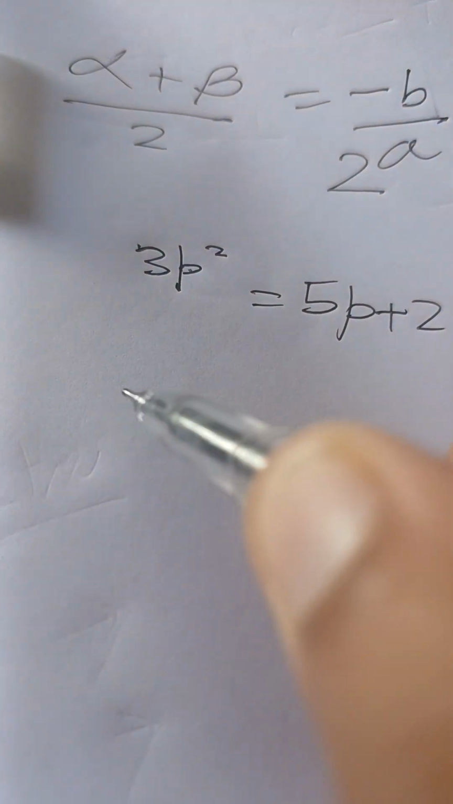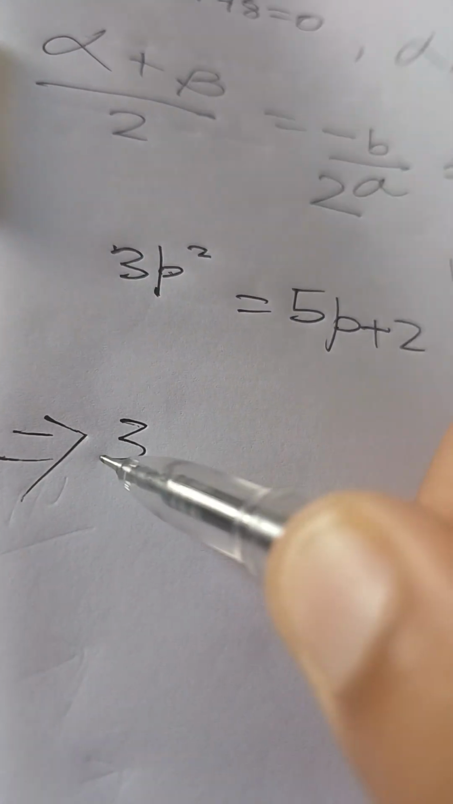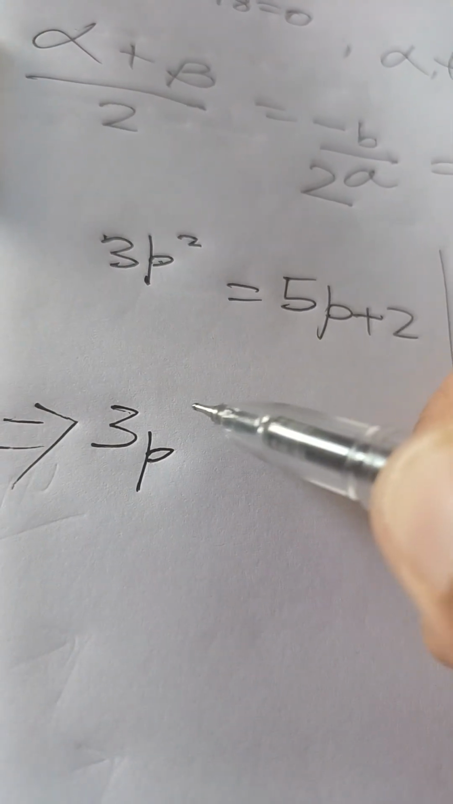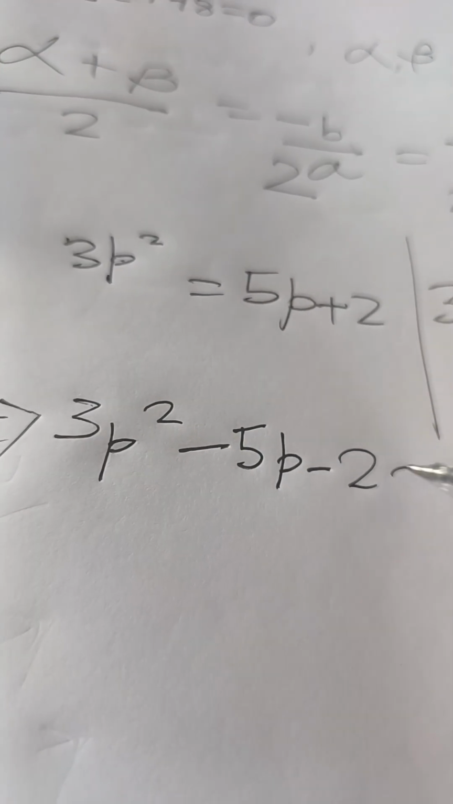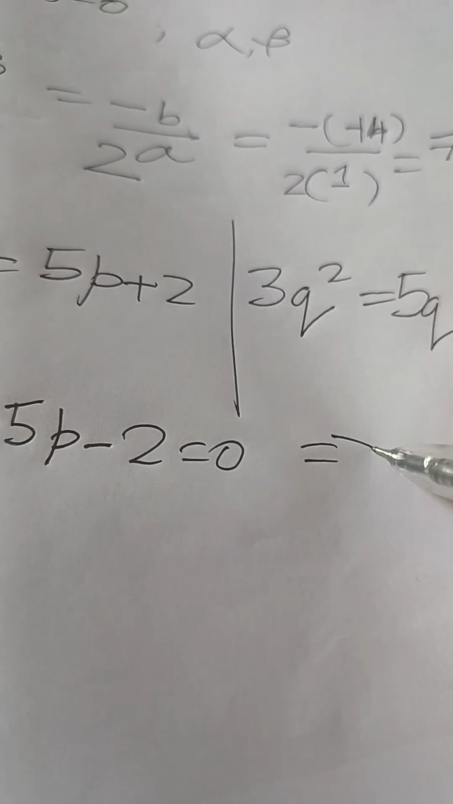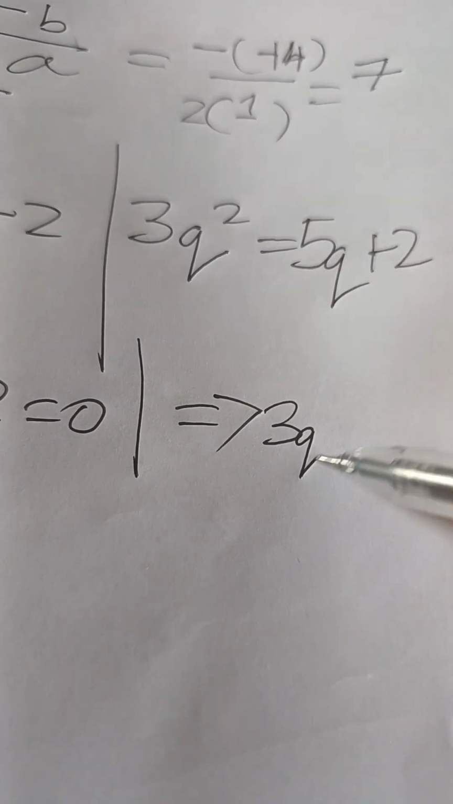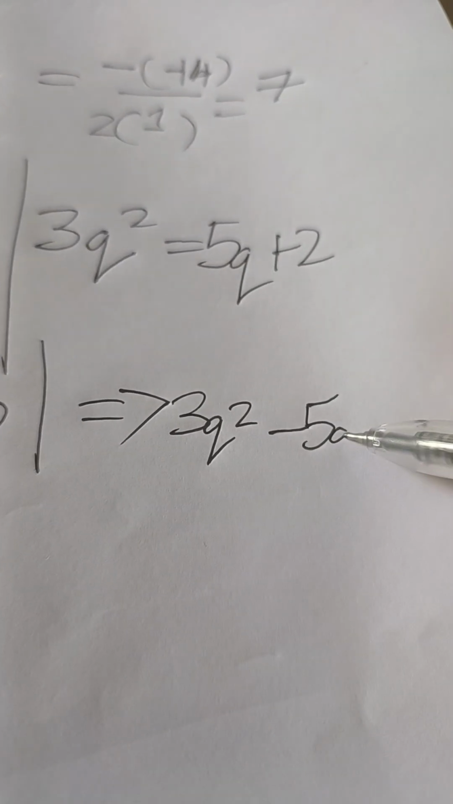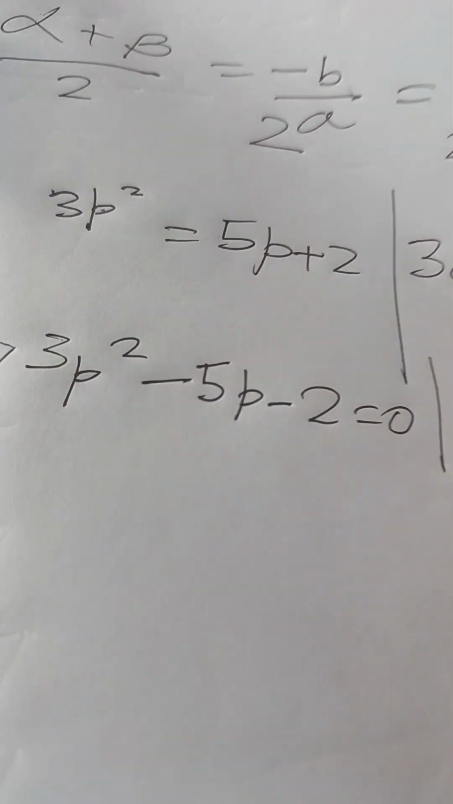If we just try simplifying it by taking everything to one side, it's just 3p square minus 5p minus 2 equal to 0. And this is literally the same thing. It's the same equation, guys. 3q square minus 5q minus 2 equal to 0. This is mind blowing. My mind is blowing, literally.